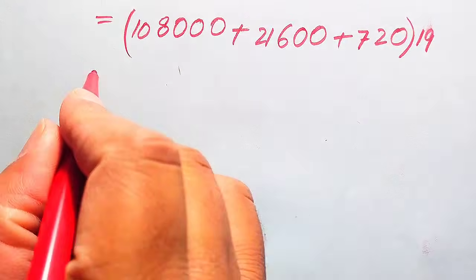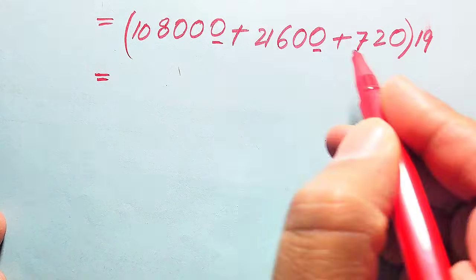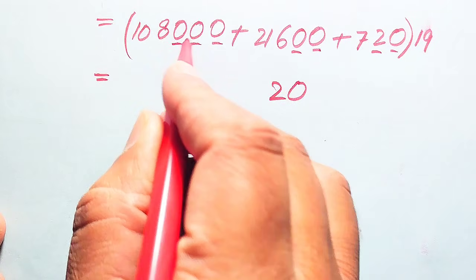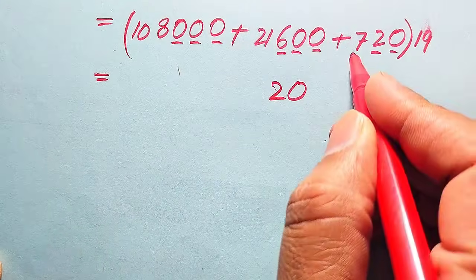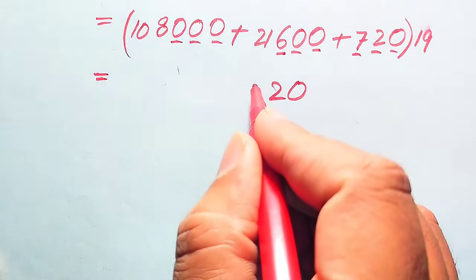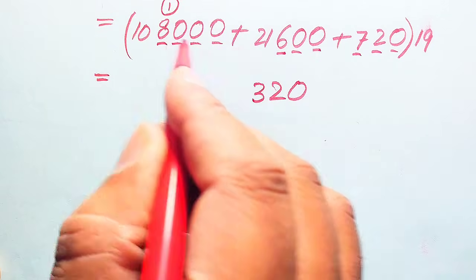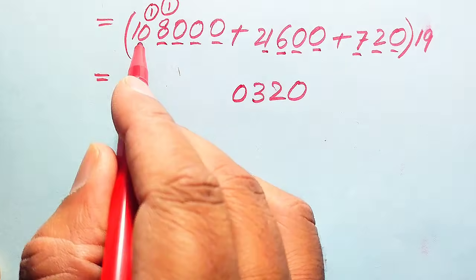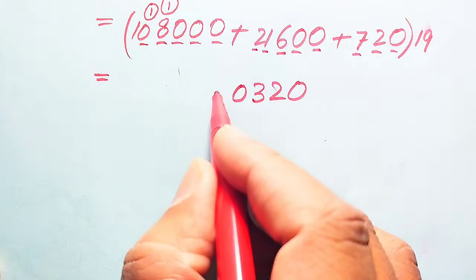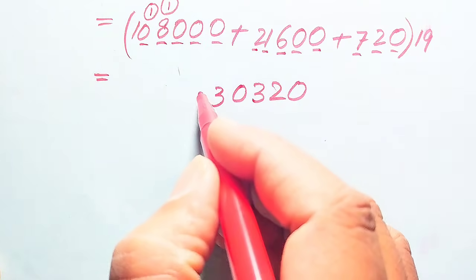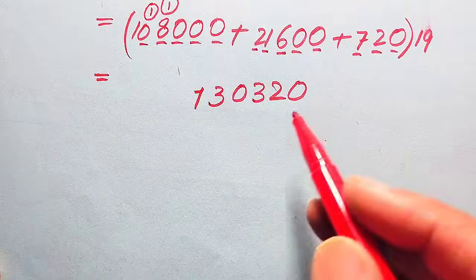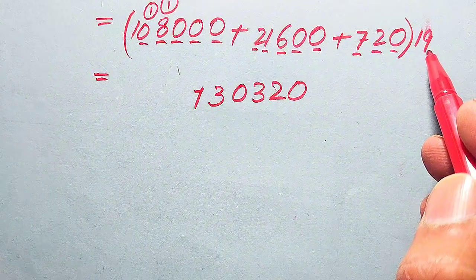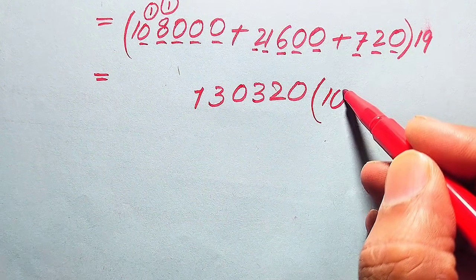Okay, so here in the next step first we need to sum up all of these values, and when we add all of these values you get here 0 plus 0 plus 0 becomes 0, 0 plus 0 plus 2 becomes 2, 0 plus 6 becomes 6, 6 plus 7 becomes 13, we write 3 and carry 1, so 8 plus 1 becomes 9, 9 plus 1 becomes 10, we write 0 and carry 1, so 0 plus 2 is 2, 2 plus 1 becomes 3, and at the last we get here 1 only. So here we get 130,320 and it is multiplied by this 19.